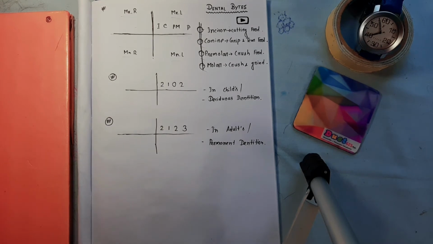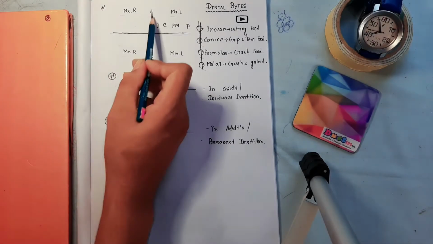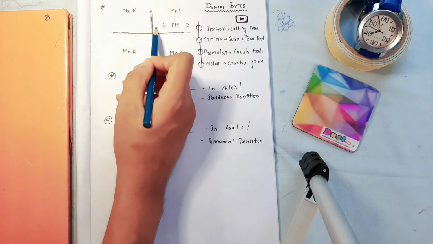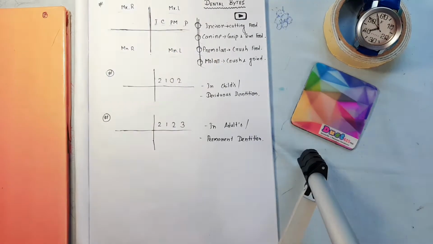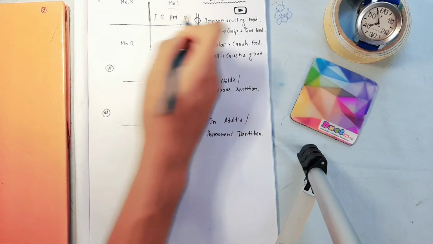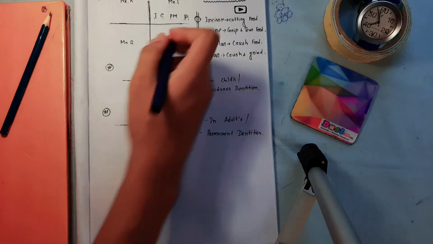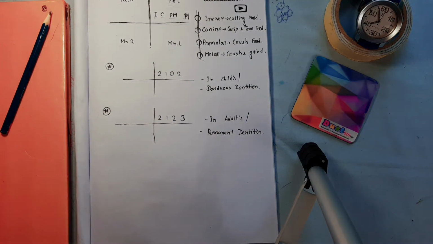If we look at the oral cavity from the midline, the incisors are there first, then the canines, then the premolars, and at last the molars are present.